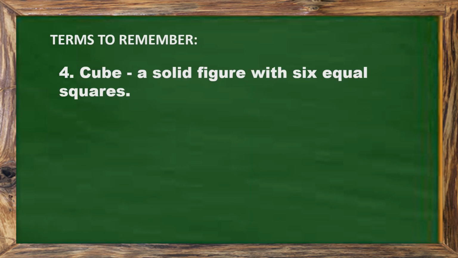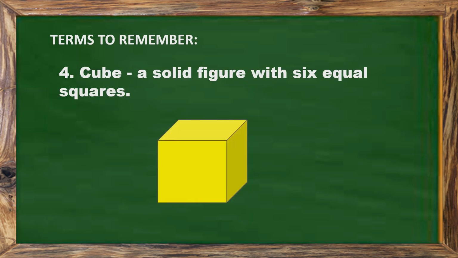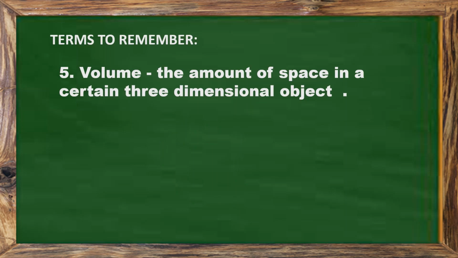Next, cube. This is a solid figure with 6 equal squares. Yan. Lahat po ng shape ng cube ay square. At pare-pareho po ang sukat. Kaya tinawag na cube.